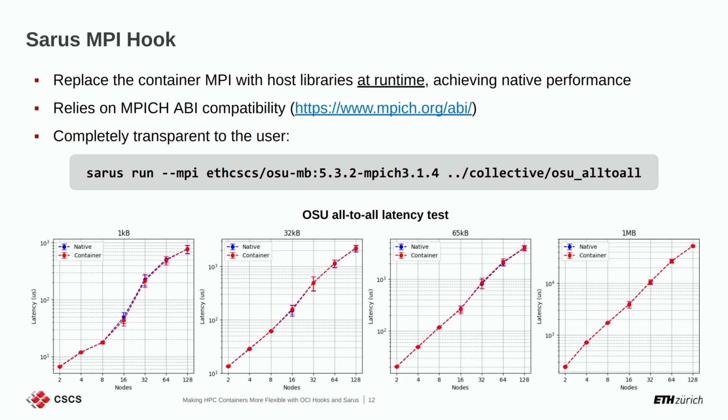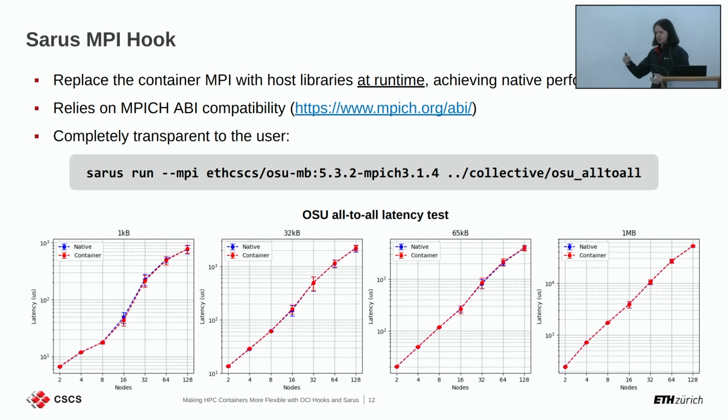The host optimized library and MPI stack seamlessly replaces the one in the container, which might be generic. And so, since we now have an MPI optimized for the machine where we are running, we are able to achieve native communication performance. In order to do this replacement seamlessly, the hook relies on ABI compatibility. Rather, it's mainly on the MPI, but the MPI must match the ABI compatibility between the one in the container and the one in the host. This happens completely transparently to the user.